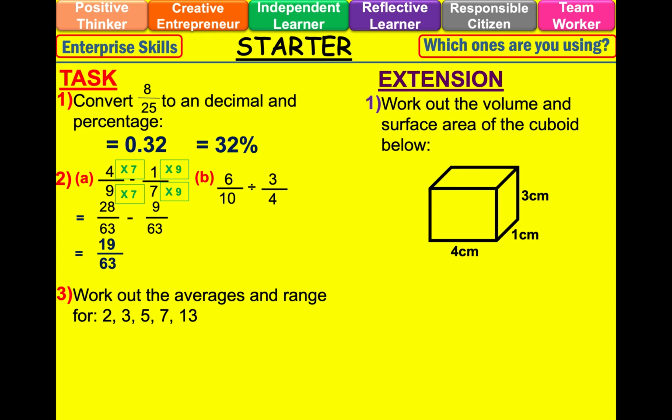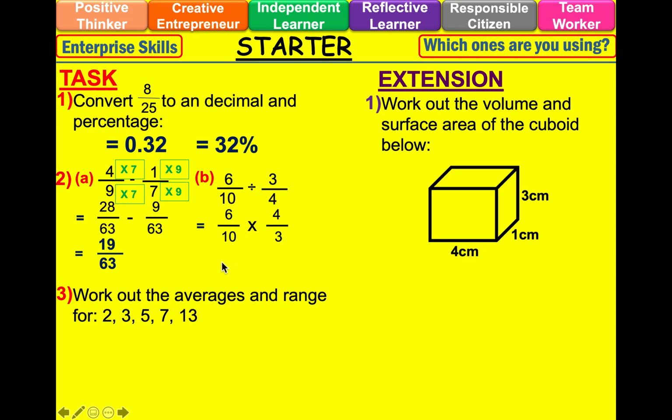Do you remember about dividing fractions? Does anybody remember about KFC? You keep 6 over 10 as it is. You flip the second part of the equation, 3 over 4, to 4 over 3, and you change the sign, divide to multiply. That's why it's called KFC. You keep the first part the same, flip the second part, and change the sign to multiply. You can call it KCF if you want: keep, change divide to multiply, and flip the second part.